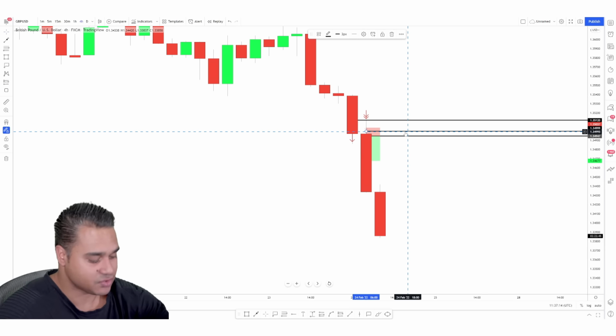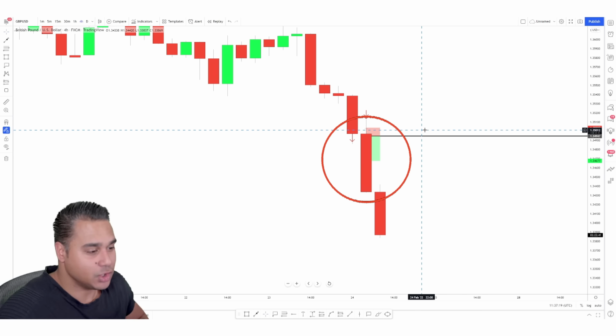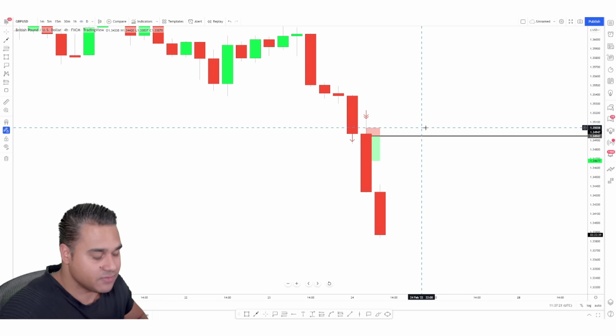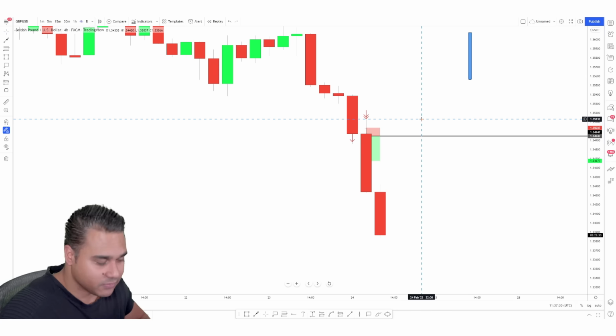The area where I entered this trade is when the 4H candle turned red. I use the stop loss placement above the previous 30-minute candle, or the current 30-minute candle that I'm entering, because if the momentum shifts bullish, then I don't want to be in the trade. So it doesn't necessarily need to be about the 4H candle.